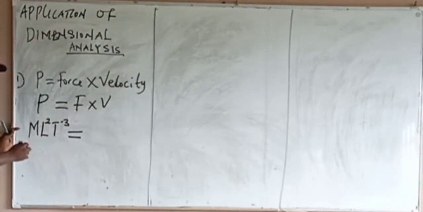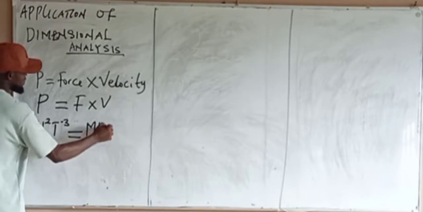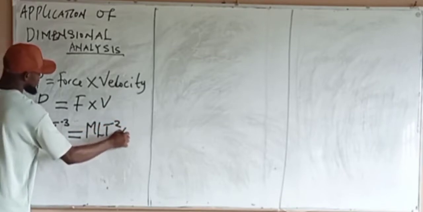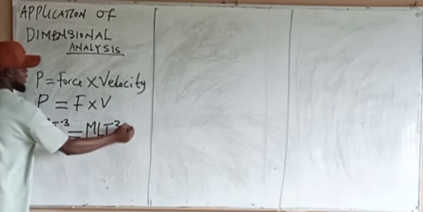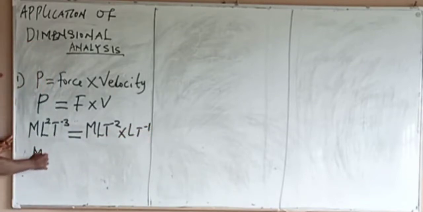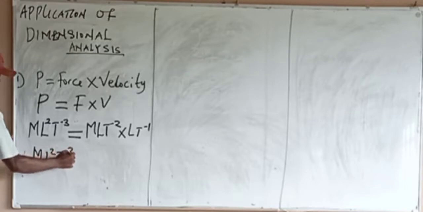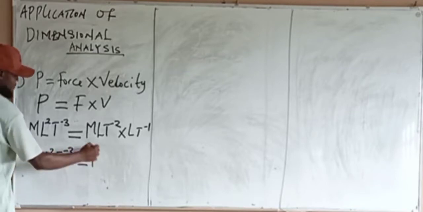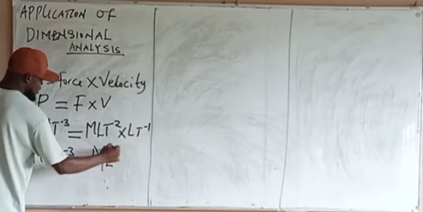What is the dimension for force? MLT raised to power minus 2. Now what is the dimension of velocity? LT raised to power minus 1. The next thing, we have ML squared T raised to power minus 3 equal to MLT raised to power minus 2 times LT raised to power minus 1. L times L will have L squared.